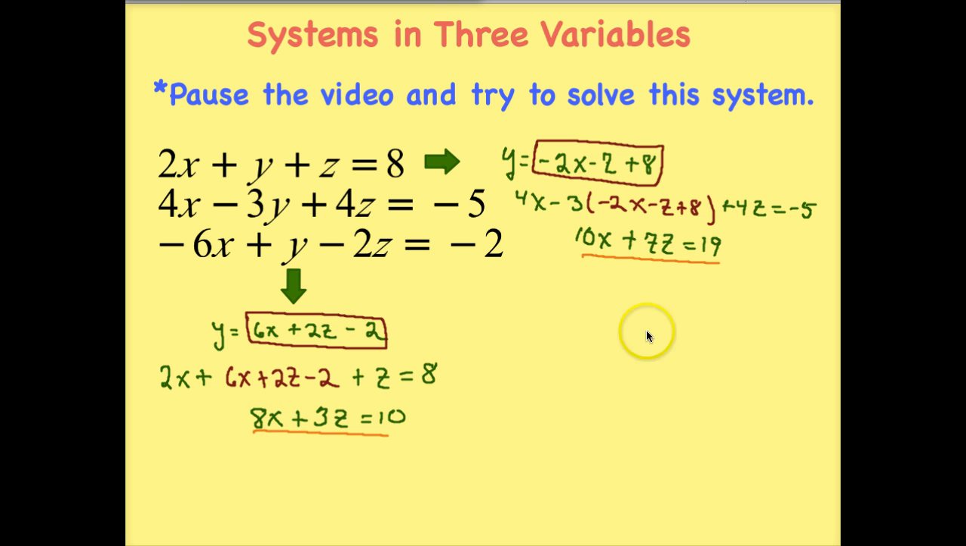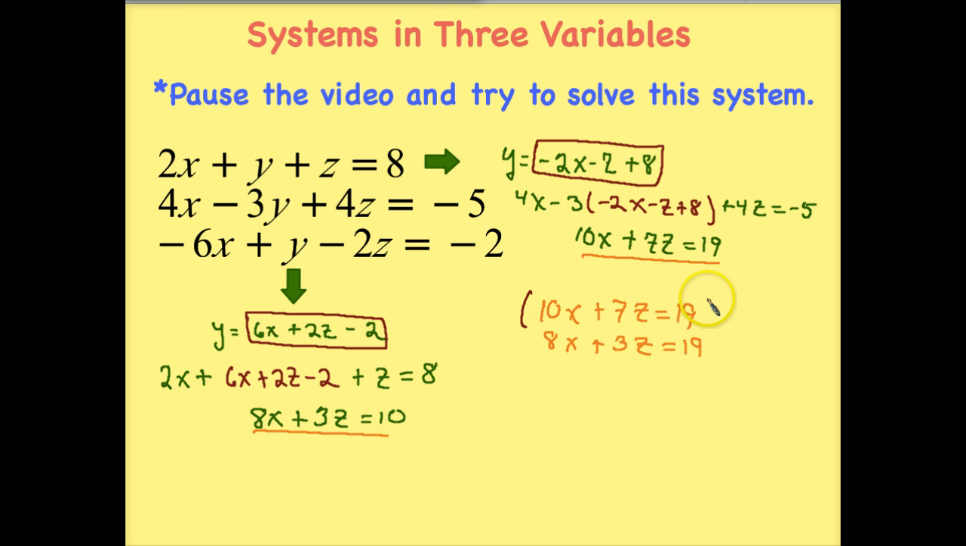Notice that this equation and this equation up here both only have x and z variables. So what I can do is use regular elimination with these equations. I have 10x plus 7z equals 19, and in this one I have 8x plus 3z equals 19. I can decide if I want to eliminate my x's or my z's, and I'll do that through elimination, since none of these variables are isolated or don't have a coefficient.